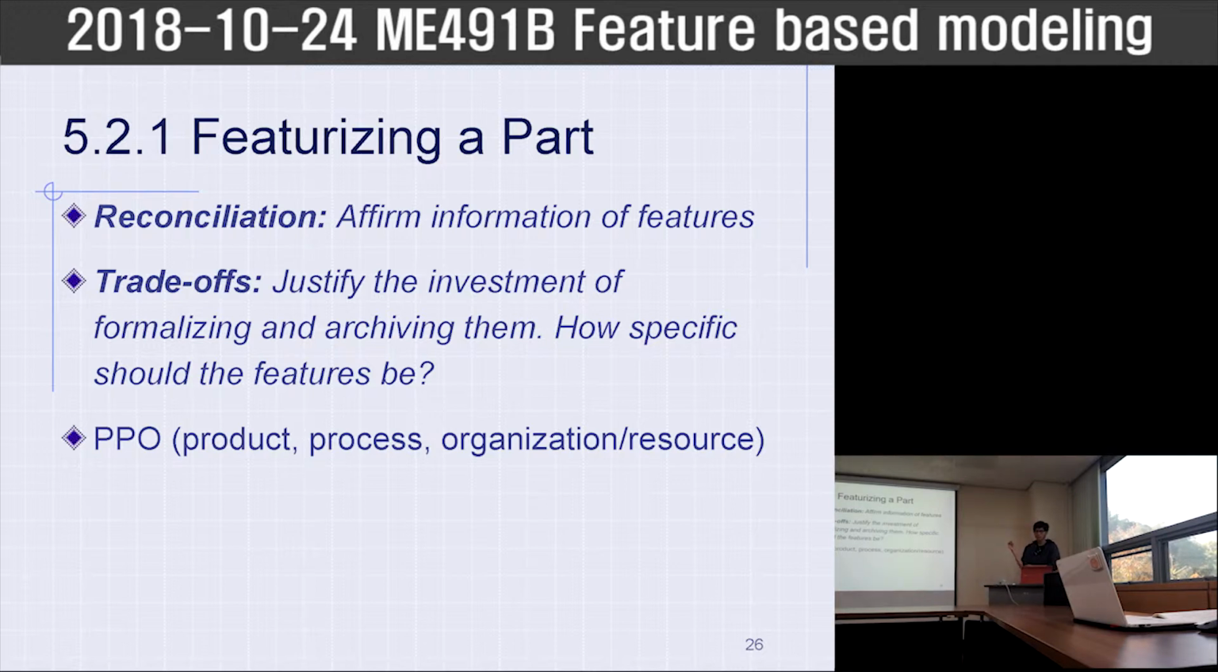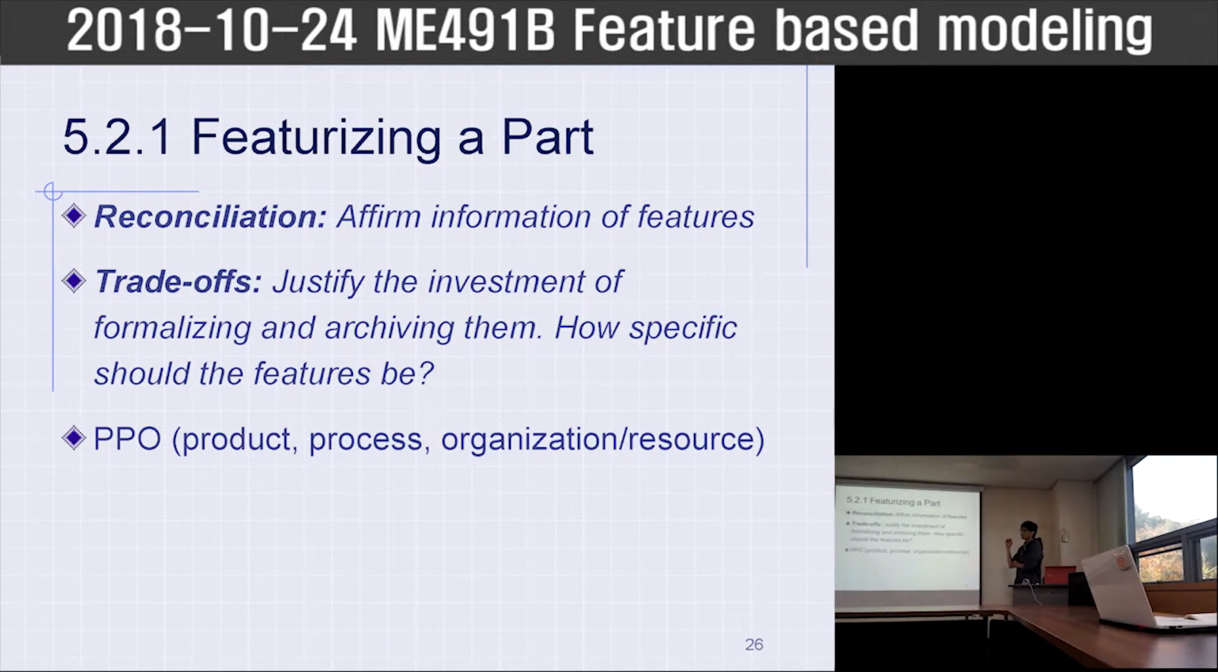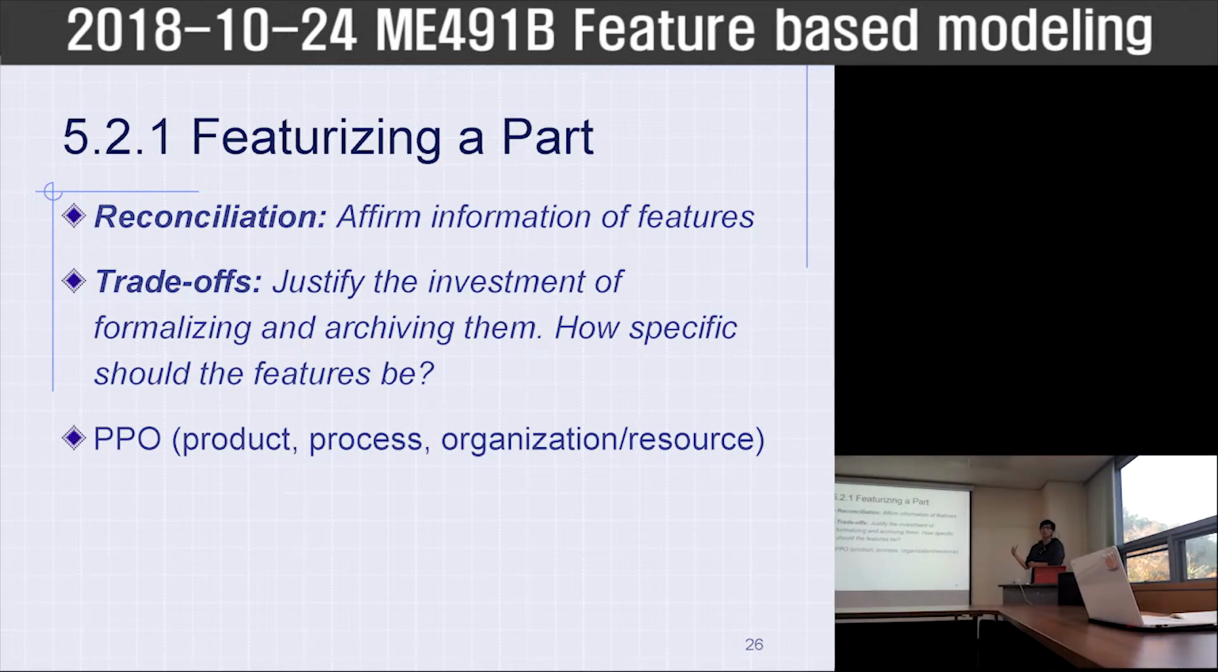And for trade-offs, we need to somehow justify the process of identifying and confirming our feature. The goal of identifying the feature is to save time during the design process, so we don't have to create anything from scratch every time. So the feature has to be used often enough to justify us identifying it.